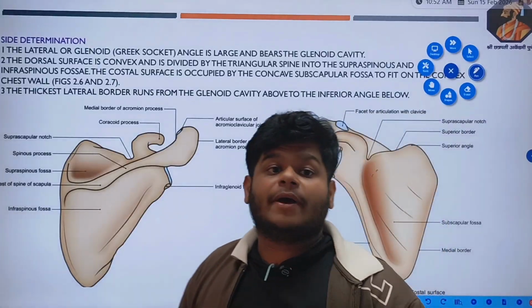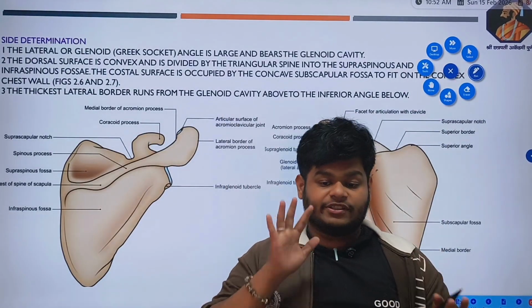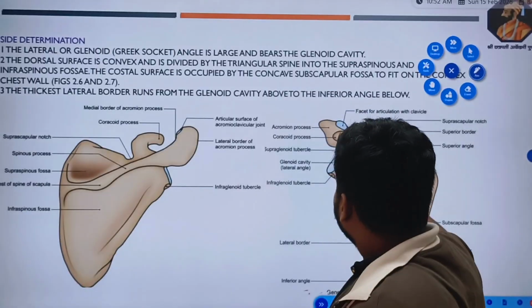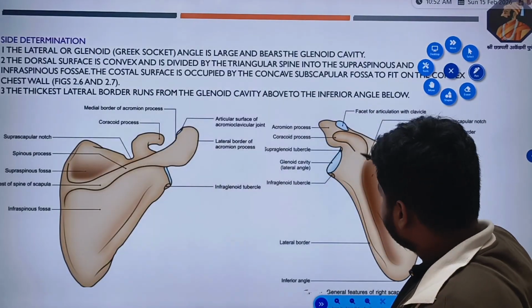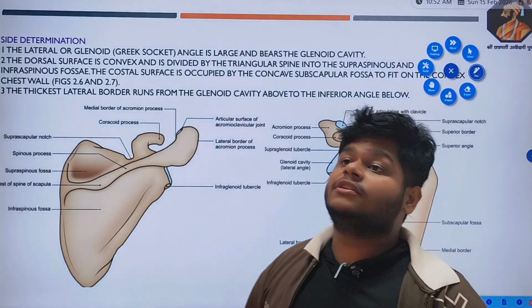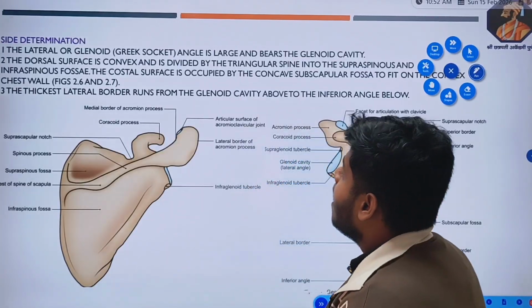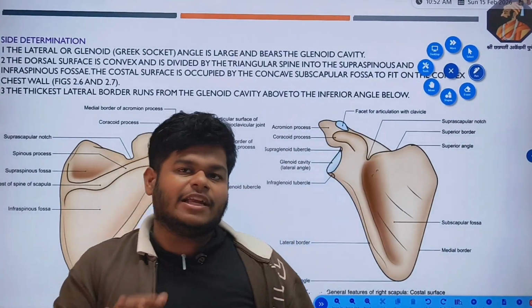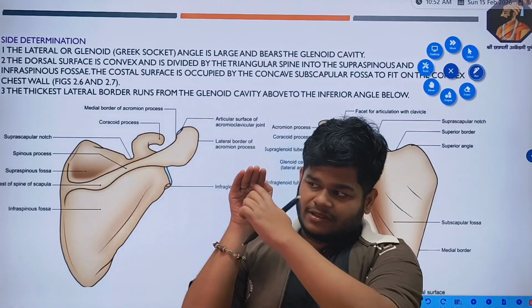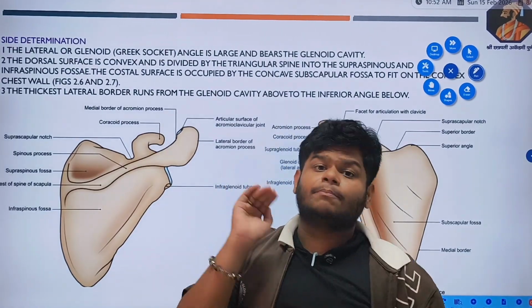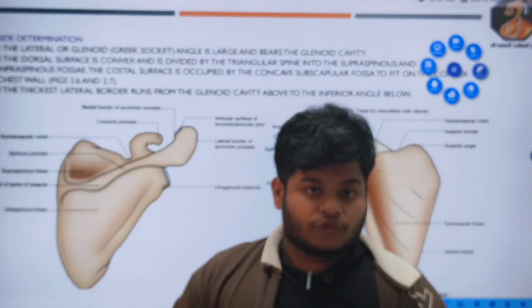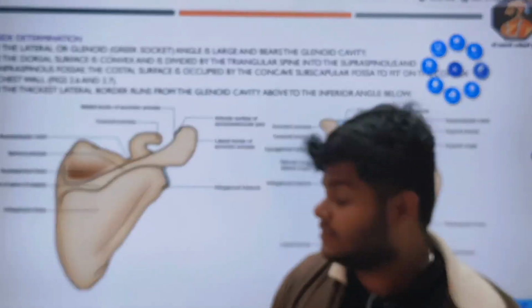Now, how to determine the side, which side that scapula is? Is it right or is it left? So there are three points. The glenoid cavity is present on the lateral side, so you can easily determine which is the lateral side. Now the dorsal surface is concave forwards, but there is a spinous process present on the posterior side, so the dorsal surface can be easily recognized.